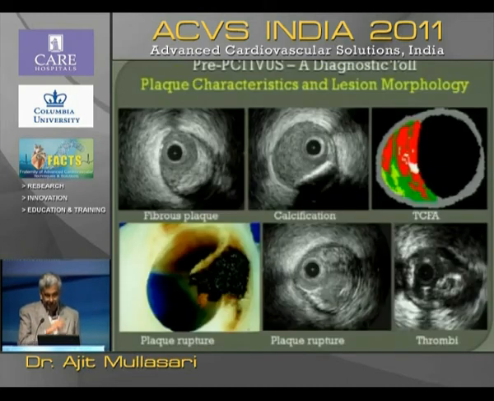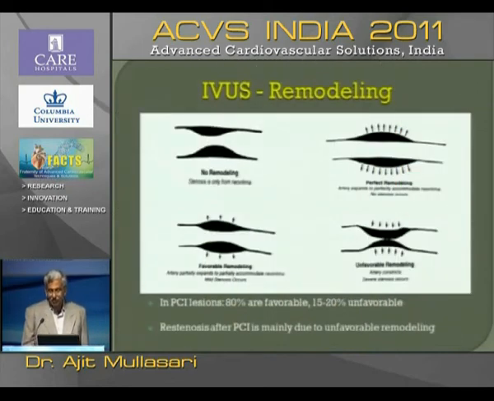Most importantly, a pre-PCI IVUS tells us the characteristics of the plaque: fibrous, calcification, thin cap fibroatheroma, plaque rupture, and thrombi. And it also tells us the form of remodeling. Diabetic patients have unfavorable remodeling, as we clearly know, as compared to perfect remodeling and favorable remodeling. We need a positive remodeling if we can in patients.